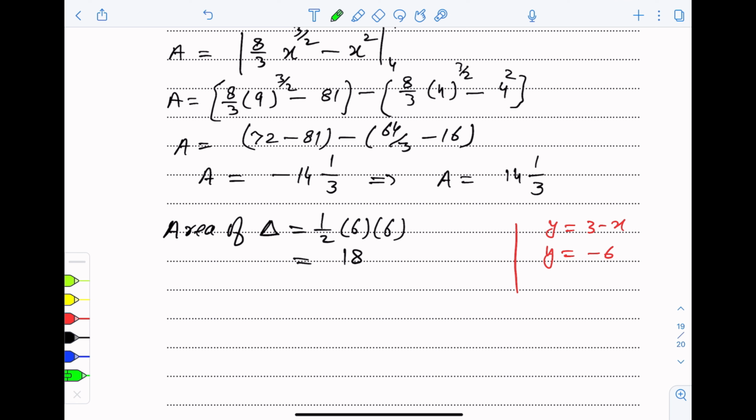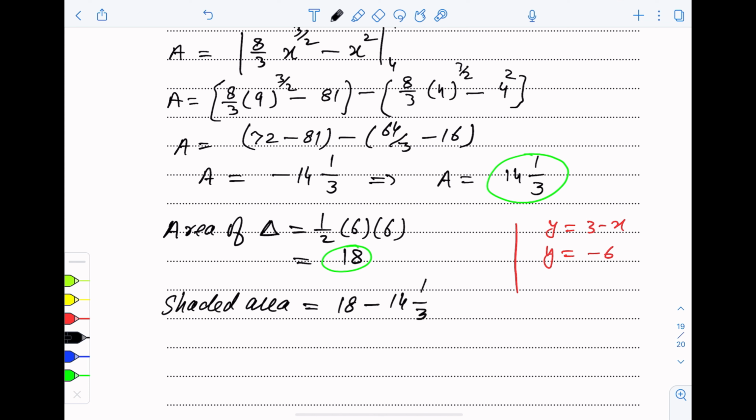अब हम एरिया ऑफ ट्राइंगल में से दिस एरिया जो है वो ऊपर वाला कर्व बाउंडेड बाय द कर्व उसको माइनस करेंगे, तो शेडेड एरिया हमारे पास आ जाएगा. शेडेड एरिया, दोनों को सब्ट्रैक्ट करेंगे। 18 माइनस 14 होल 1/3, और तो फाइनली वी गेट 3 होल 2/3 यूनिट स्क्वायर. This is the answer.